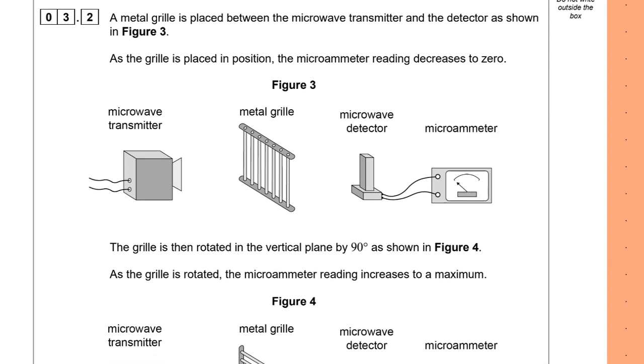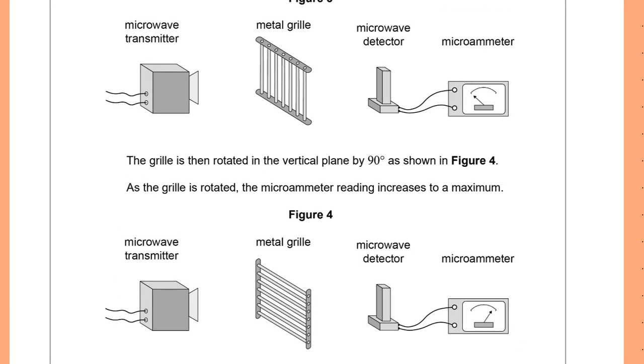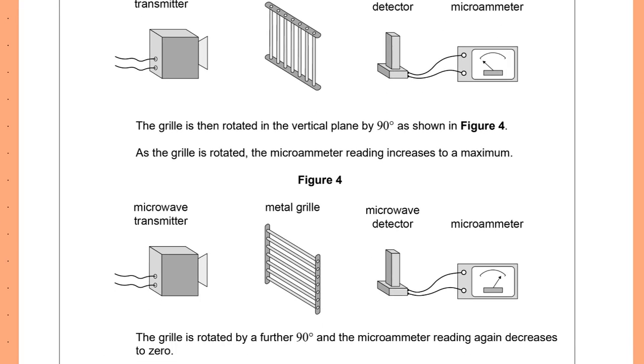3.2 says that a metal grill is placed between the microwave transmitter and the detector as shown in figure 3. As the grill is placed in position, the microammeter reading decreases to 0. So you have a microwave transmitter, the metal grill, the detector, and it's connected to a microammeter. The grill is then rotated in the vertical plane. So initially, when the grill is placed in this position, there's no reading, right? So it decreases to 0. Then it's rotated in the vertical plane by 90 degrees, so it has this orientation now, and the microammeter reading increases to a max. You then rotate it again in that same direction by 90 degrees, and it again decreases to 0.